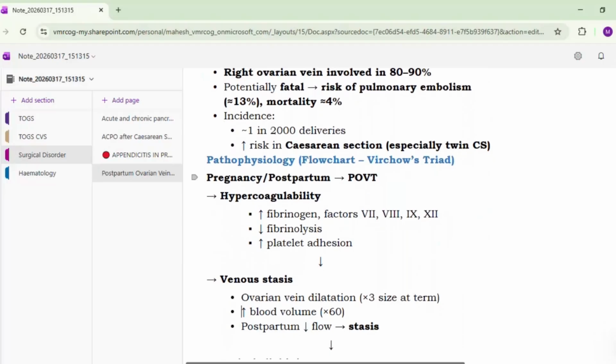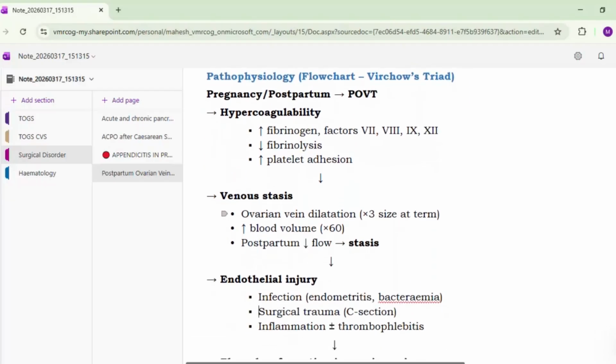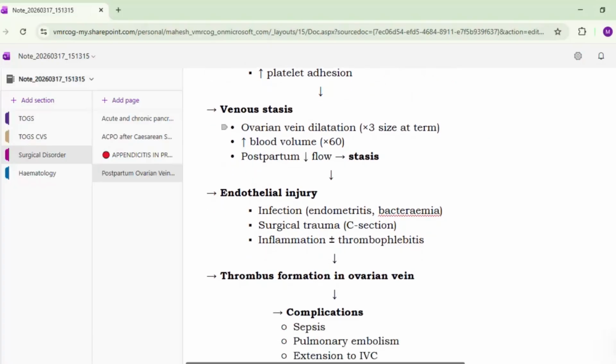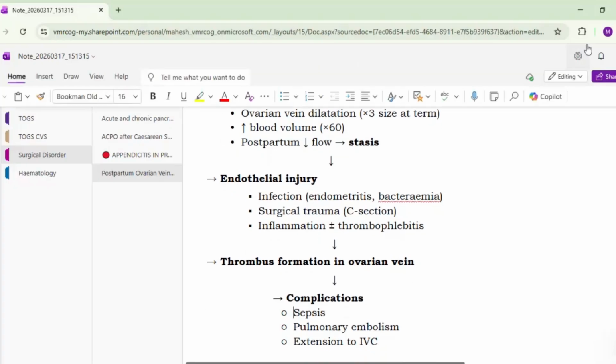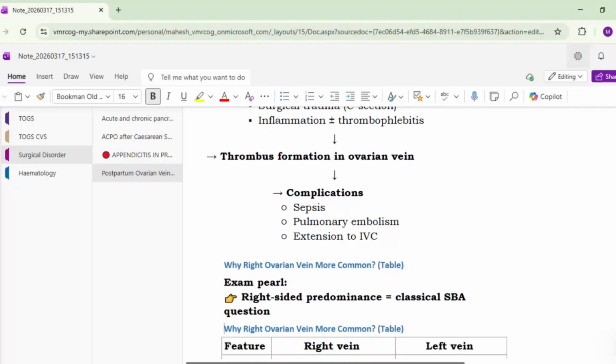So what happens during pregnancy? We know that pregnancy is a hypercoagulable state because of the increase in prothrombotic factors. There is also venous stasis. Normally, the ovarian vein dilatation is almost 3 times near term. There is an increase in blood volume, and also a decrease in postpartum flow through these veins, that leads to stasis associated with endothelial injury. So all these, that is the Virchow triad, lead to thrombus formation in the ovarian vein. Complications will be sepsis, pulmonary embolism, and extension to the IVC.